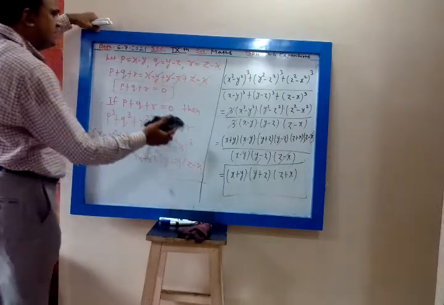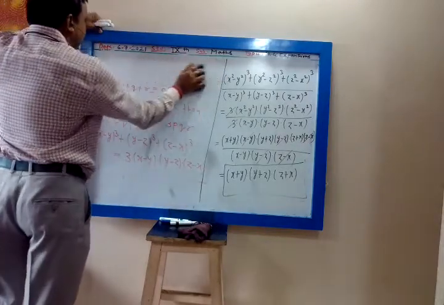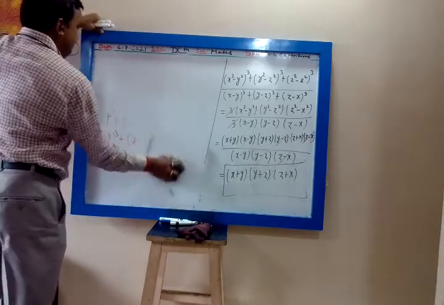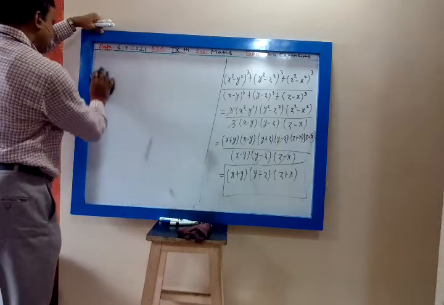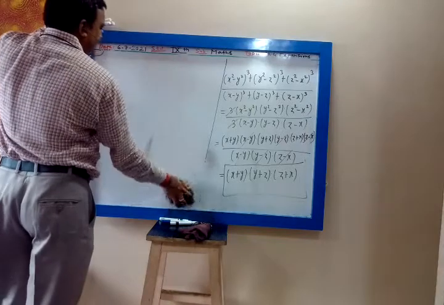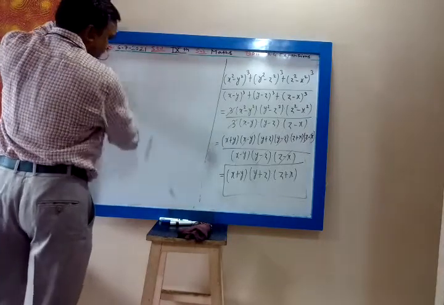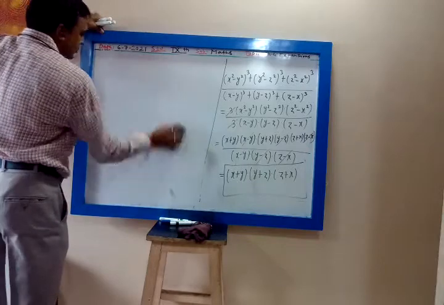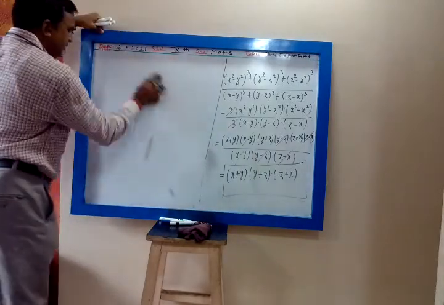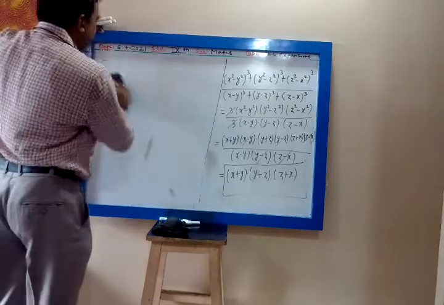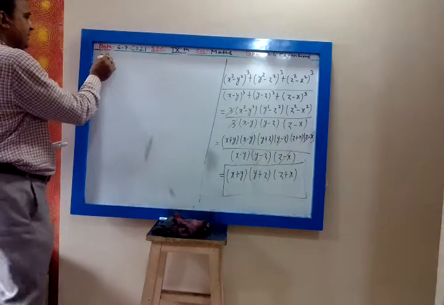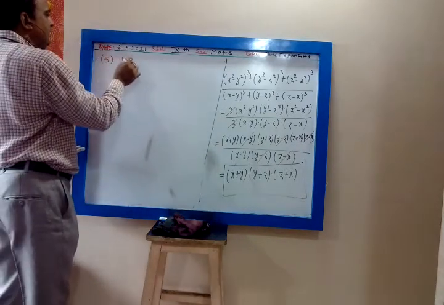There is nothing else in this question. We are given the numerator, simplify the numerator. We are given the denominator, simplify the denominator. Using the identity that if a plus b plus c is 0, then a cube plus b cube plus c cube, I can write 3abc. So a cube plus b cube plus c cube is 3abc only when a plus b plus c is 0. If a plus b plus c is not equal to 0, then we cannot use that result. Now the fifth one, evaluate.